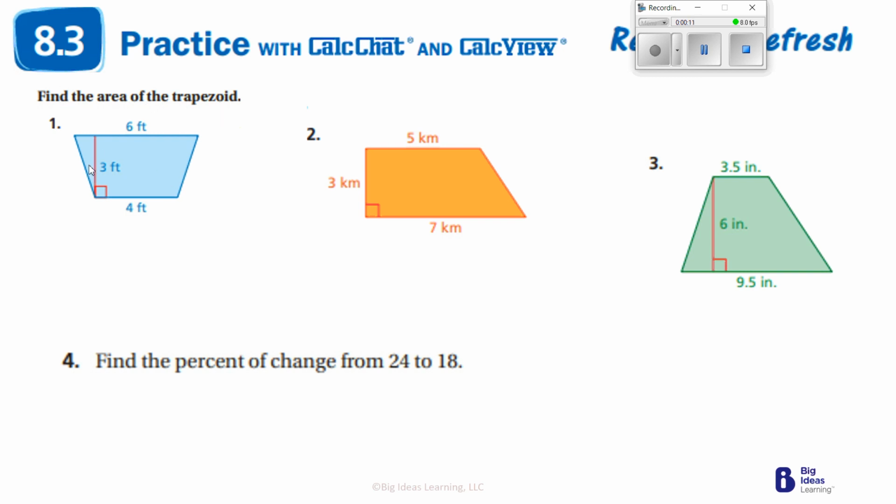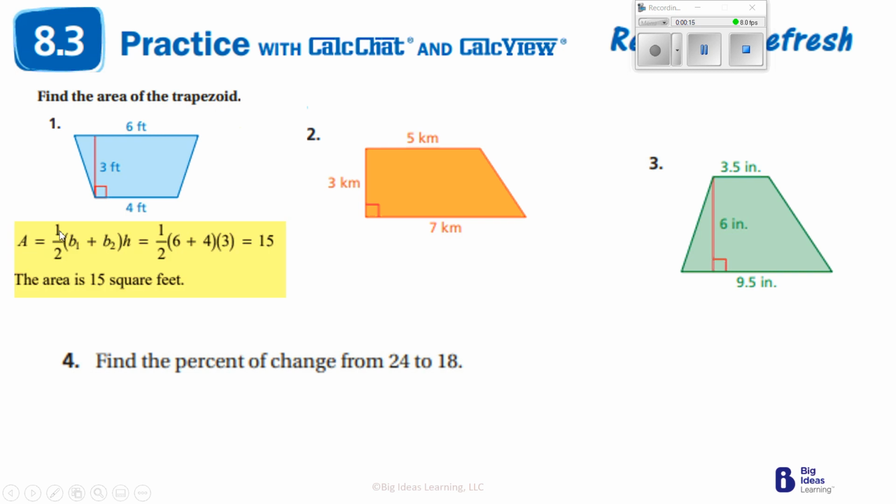We went through this. We know the formula for a trapezoid is going to be A equals 1/2 times B1 plus B2 times H. A lot of times we put this H over here with the 1/2. Really doesn't matter. So over here, we're going to put 1/2 times 6 plus 4, right? And we know 6 plus 4 are the two bases. 6 plus 4 is 10. Half of 10 is going to be 5, right?